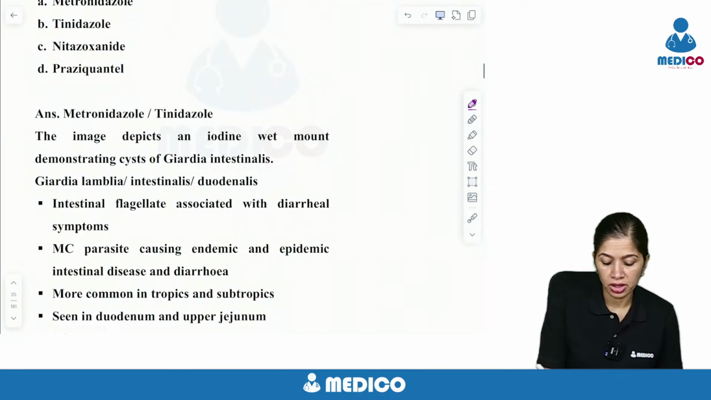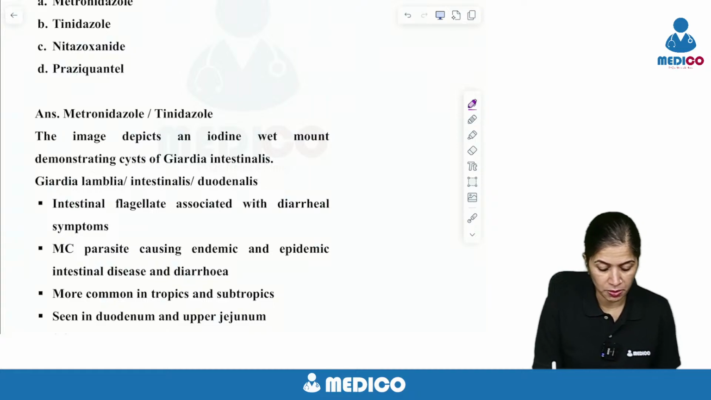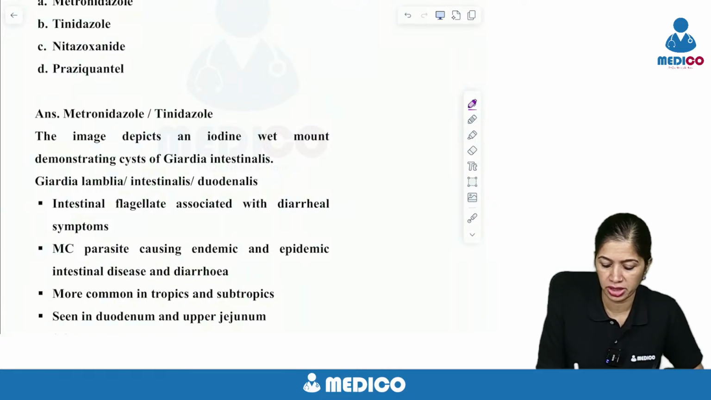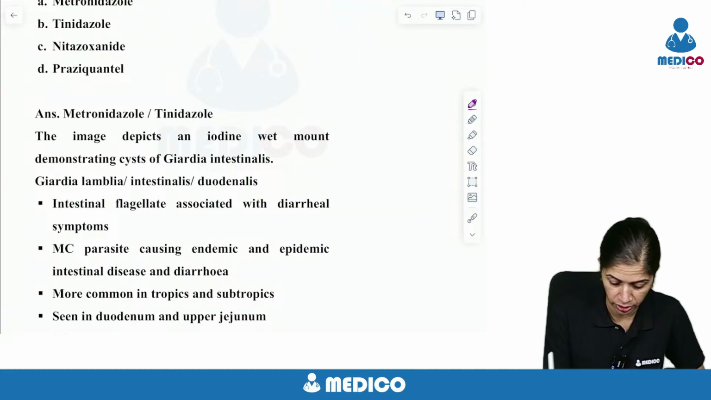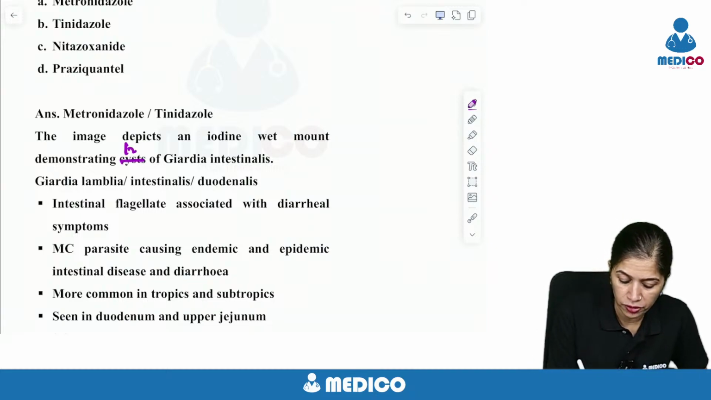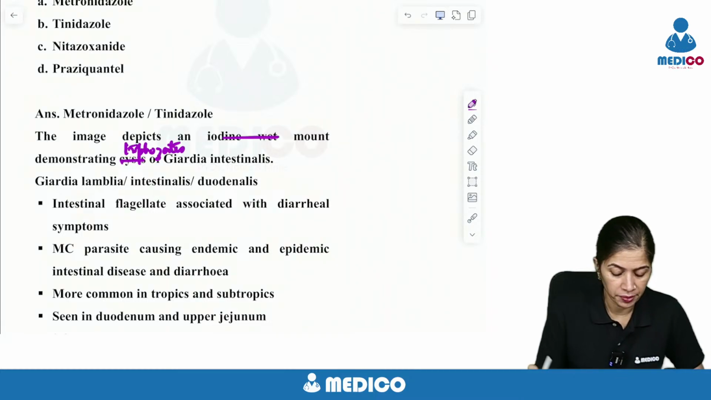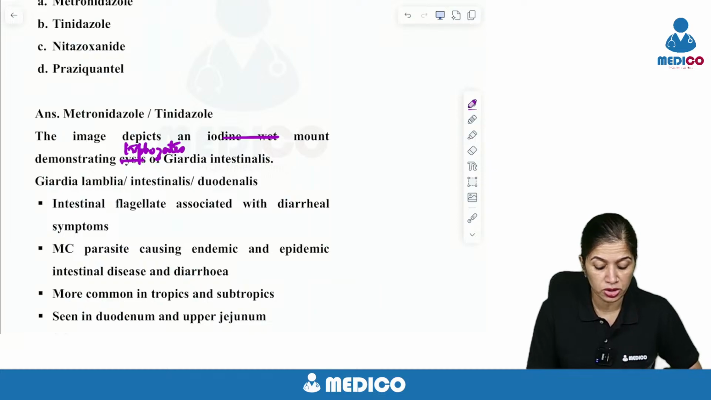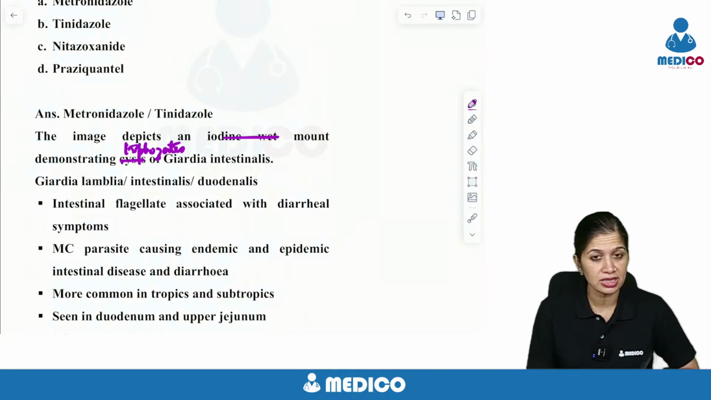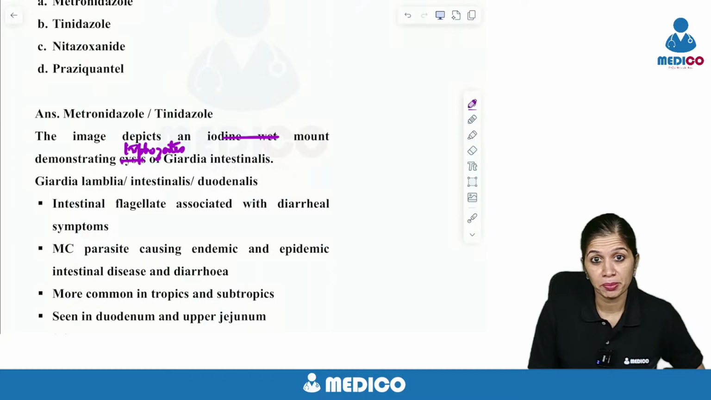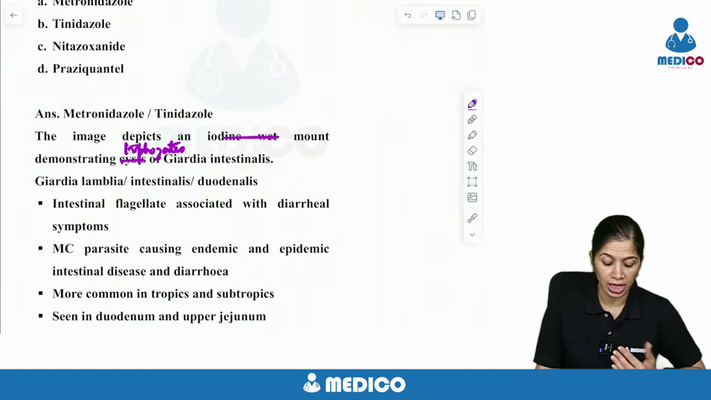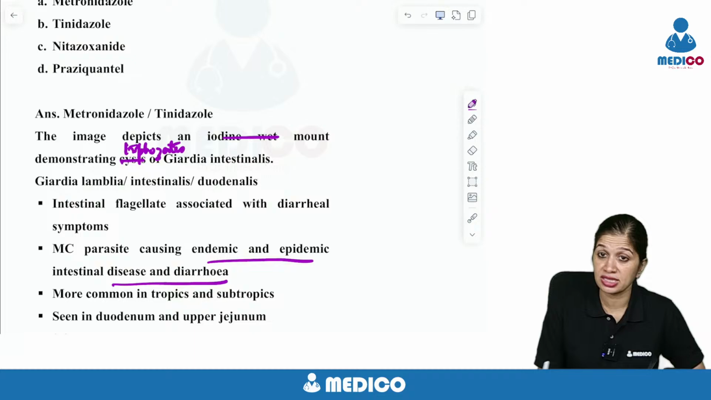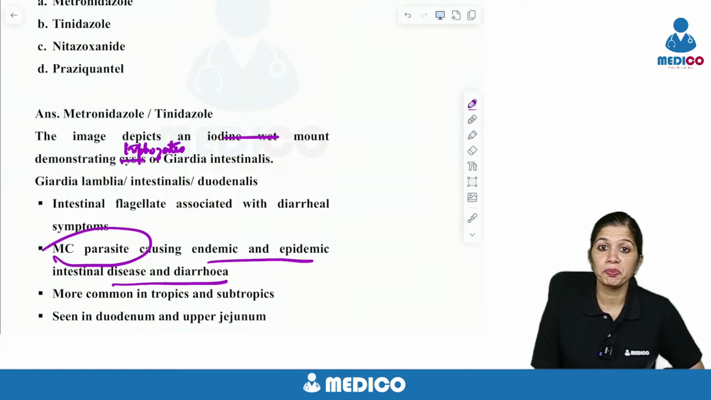So the image depicts an iron wet mount demonstrating cysts. No, I don't agree with it. I think it's a saline or whatever mount it may be, but it's the trophozoites here that you're able to see. Okay, so it shows a wet mount that demonstrates trophozoites of Giardia intestinalis, which is also known as Giardia lamblia or Giardia duodenalis. So it's an intestinal flagellate that commonly presents with diarrheal symptoms. It can cause both epidemic and endemic intestinal disease and diarrhea. And it's the most common parasite that does that.